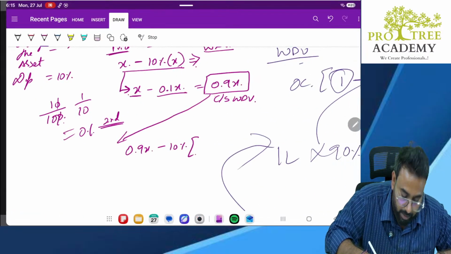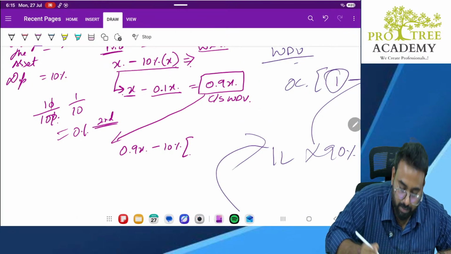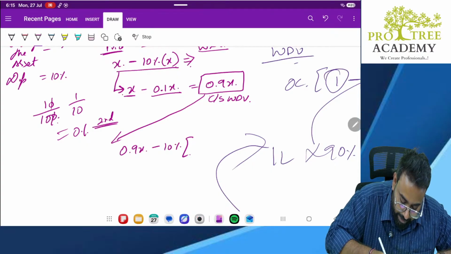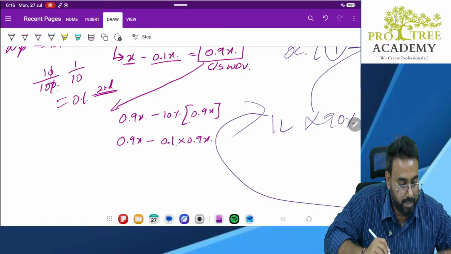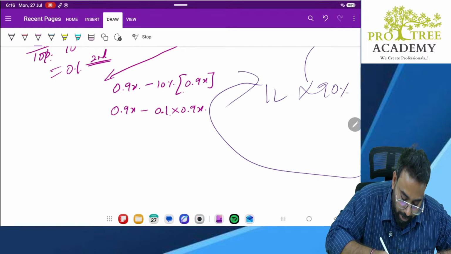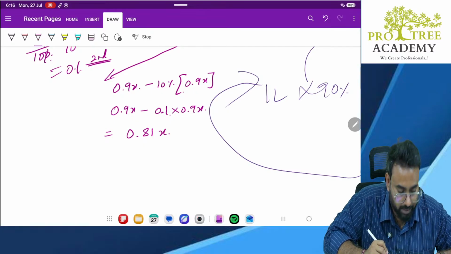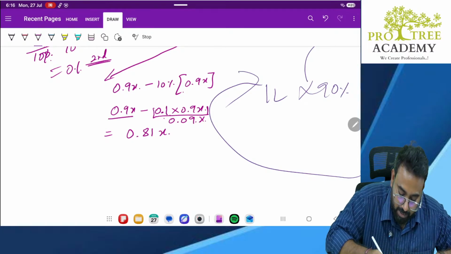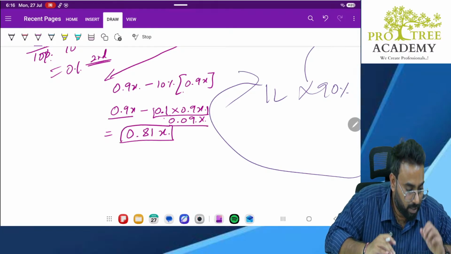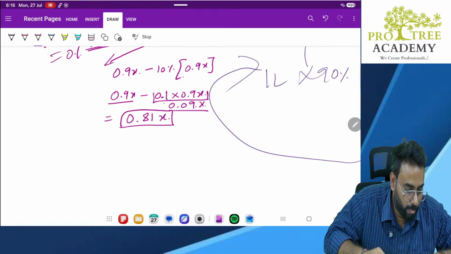Sorry, 10% gives 0.9x. Right? Now, if you break down this equation again, 0.9x into 0.1 gives 0.09x. Yes. So ultimately, if you break down, it will come to 0.81x. Sir, 0.1 into 0.9x will come to 0.09x. Okay. So 0.9x minus 0.09x will give you 0.81x. Correct?